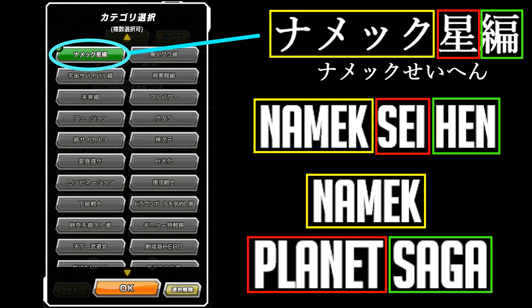So NAMEK, obviously there's no translation for that because even in English it exists in the same manner. So the first four letters are in katakana, NAMEK. Okay, the two kanji symbols you see on the right is sehen. So se is another way of saying hoshi, which means star, and hen is pretty much addition, or in this case it would be saga. So put all those together, NAMEK sehen would be NAMEK saga, pretty much, or NAMEK star saga, or whatever you want to, NAMEK planet saga, I guess is the right word for this one.